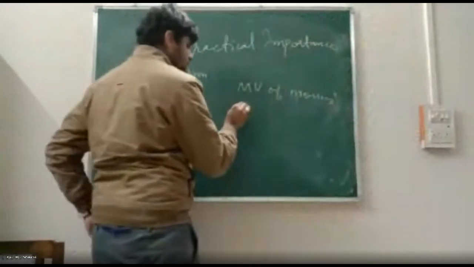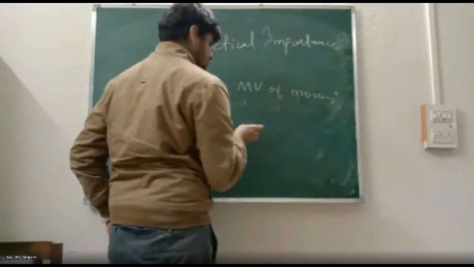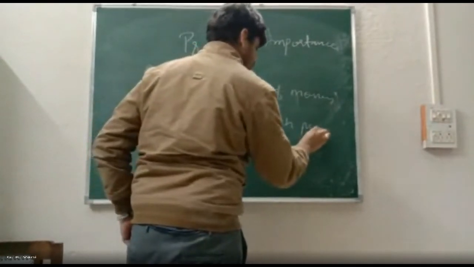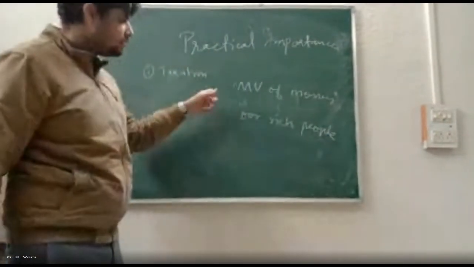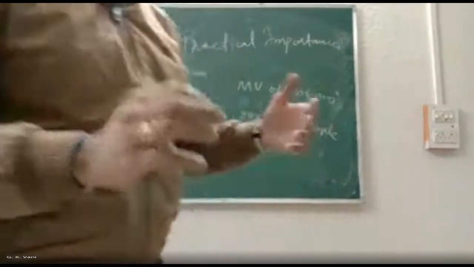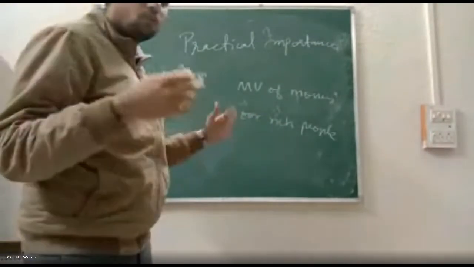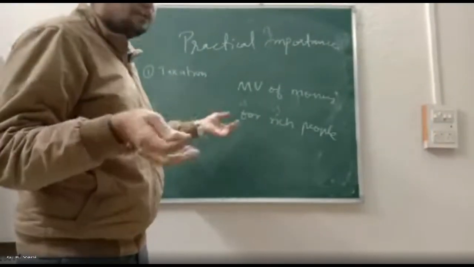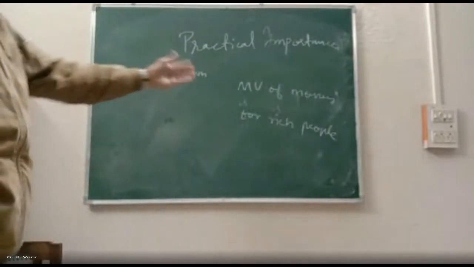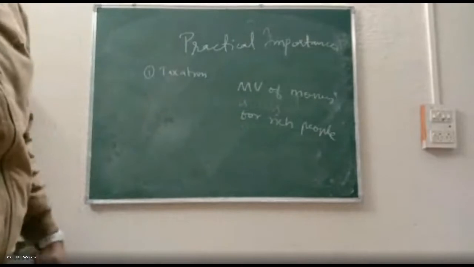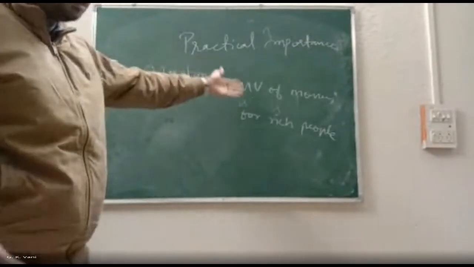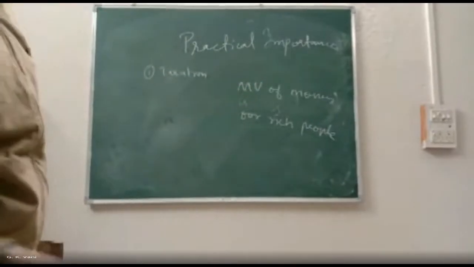Marginal utility of money is less for rich people and more for poor people, because rich people have a lot of money. So more stock, less utility. Less stock, more utility. Right? So rich people should be taxed and poor people should be subsidized. How should they be subsidized? Whatever tax we are receiving from rich people, it should be transferred to poor people.